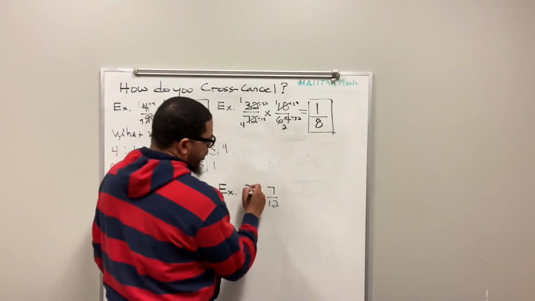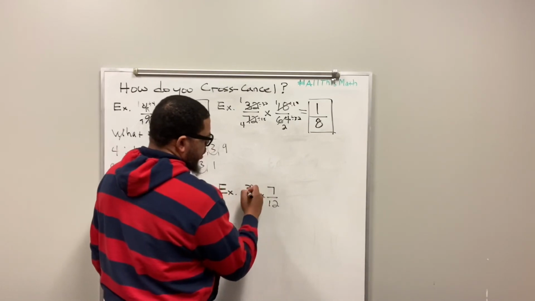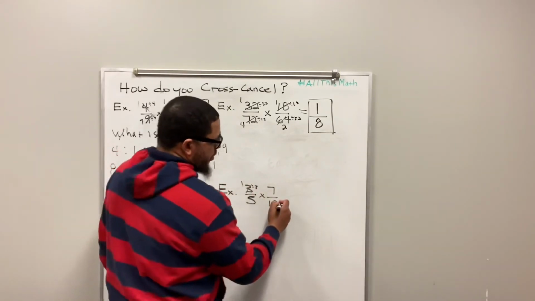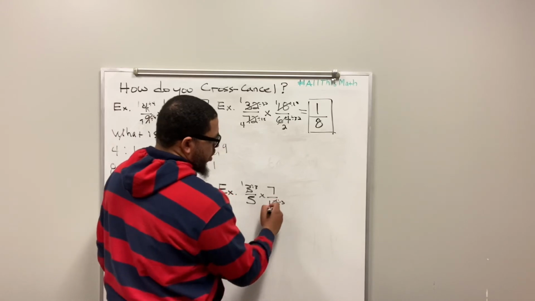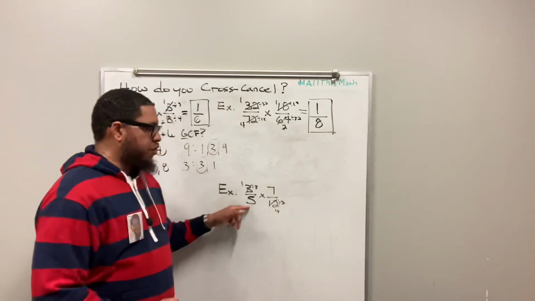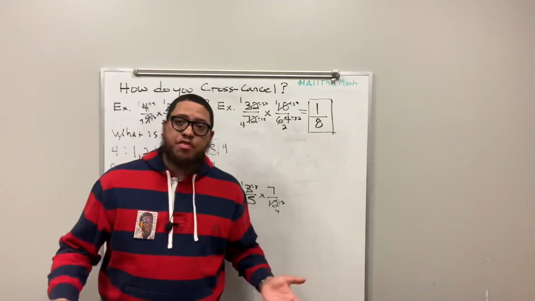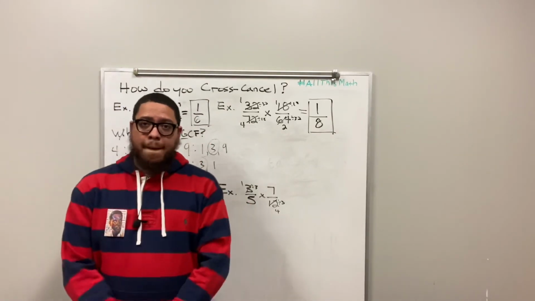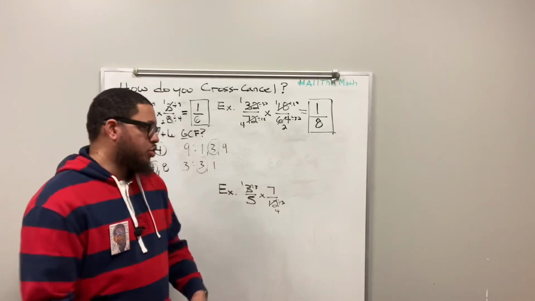So I do my 3 divided by 3. The 3 turns into a 1. And I'm going to do 12 divided by 3. The 12 turns into a 4. Right? Now, look at the other diagonal. I got a 5 and a 7. The greatest common factor of 5 and 7 is 1. So we can't really do nothing with that.